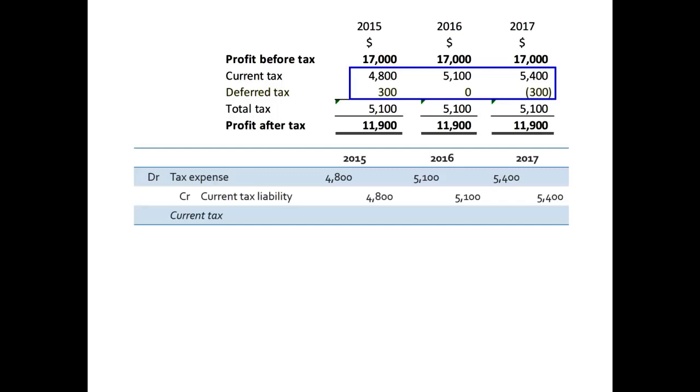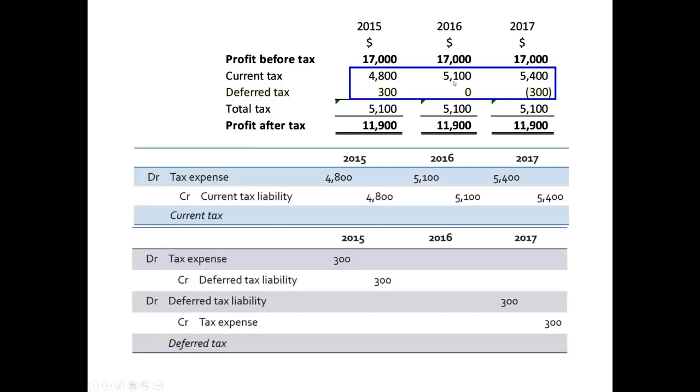For the deferred tax, remember, we must add back 300 tax expenses by debiting it, and then on the other side, the credit, the name of the account, we call it deferred tax liability. Deferred tax liability. So that means it will be settled in future years. It doesn't have to be in the subsequent year 2016. It could be longer, such as in this case in the year 2017.